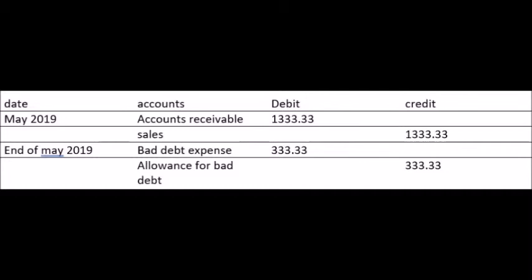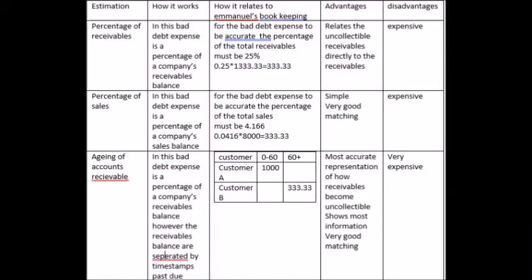This can be shown in Emmanuel's bookkeeping. In the allowance method, there are three ways of calculating your allowance for bad debt. These are percentage of receivables, percentage of sales, and aging of accounts receivables. These all have advantages and disadvantages related to the way in which they operate.